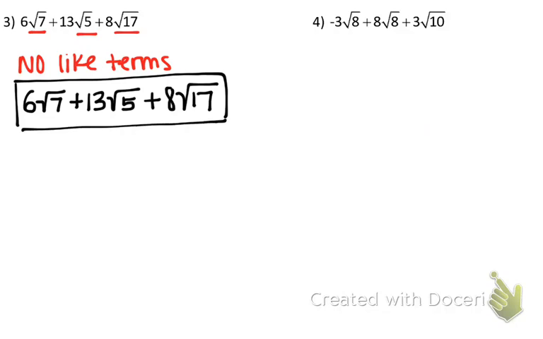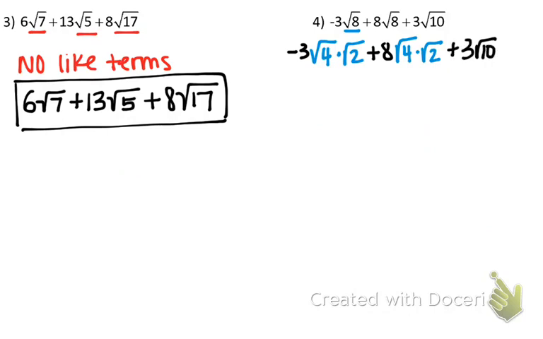In example 4, we notice that we have square roots of 8. Well, square root of 8 is not simplified. We'll need to break down the square root of 8 before we're able to combine those like terms, those square roots of 8. So the square root of 8 can be broken up into the square root of 4 times the square root of 2. And so for the next square root of 8, we'll do the same thing, square root of 4 times square root of 2. And 3 square root of 10 is simplified because 10 only has factors 5 and 2. Neither of those are perfect squares, so that means the square root of 10 is simplified.